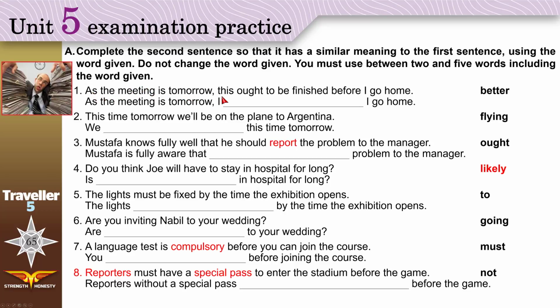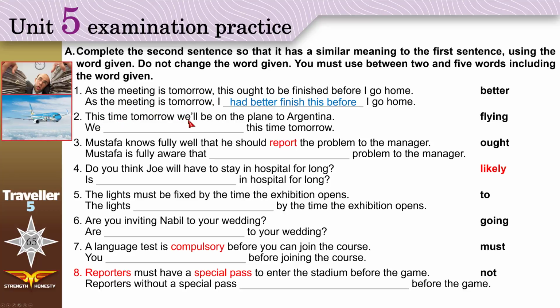As the meeting is tomorrow, I have a meeting tomorrow. This ought to be finished before I go home. I must finish all this work before I go home. Use better. Now, if you have a strong advice, you can use had better, stronger than should, and ought to. As the meeting is tomorrow, I had better finish this work before I go home. Now remember, had better is not used for the past. Had is the past of has and have, but had better is just like should, only stronger.